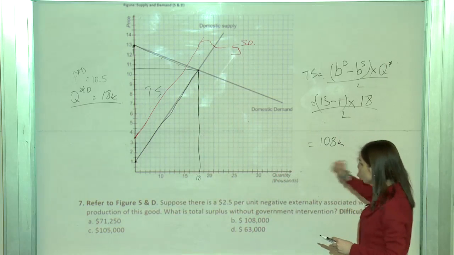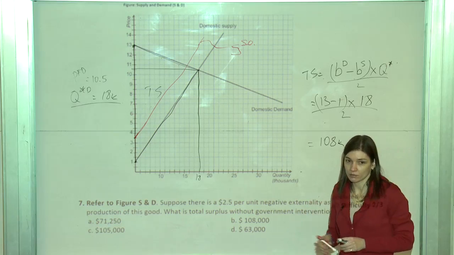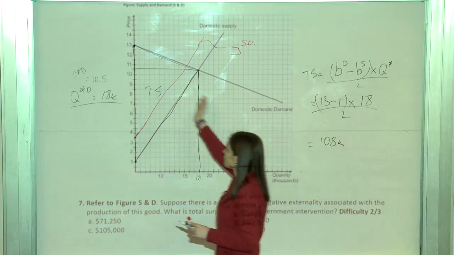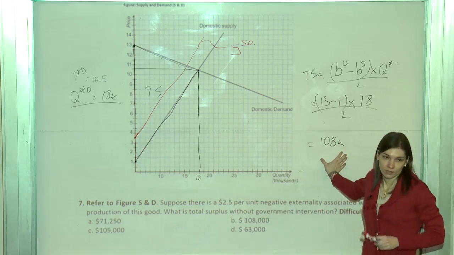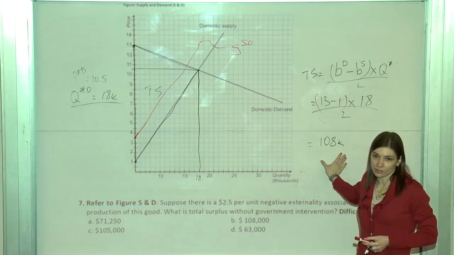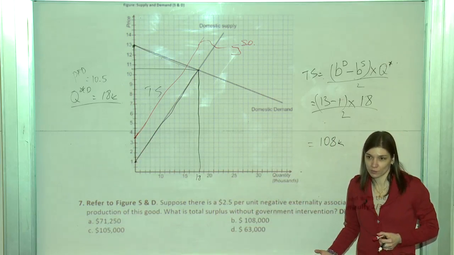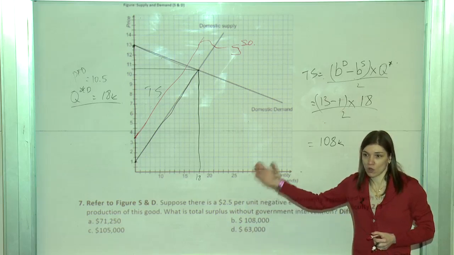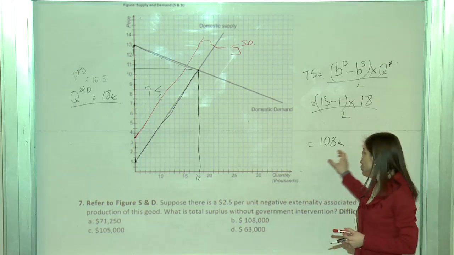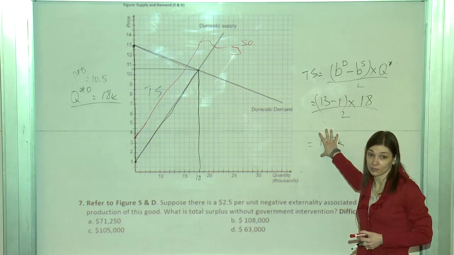But okay, so in this question, the problem was, what is total surplus without government intervention? So the government doesn't force the market to move to the optimal supply. This will be the total surplus if there were no externality. Now, with the externality, we know that for each unit that is sold in this market, there's an additional $2.5 cost. So what do I need to do? How do I need to adjust this to arrive at the total surplus with the externality?